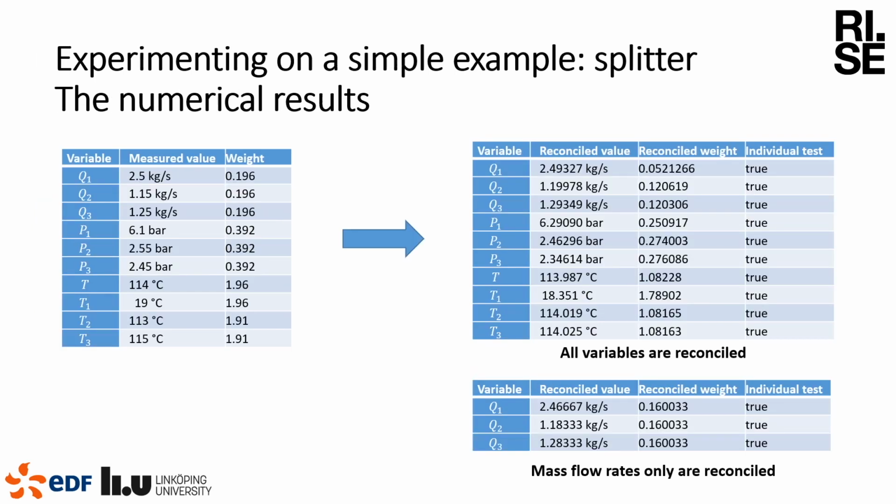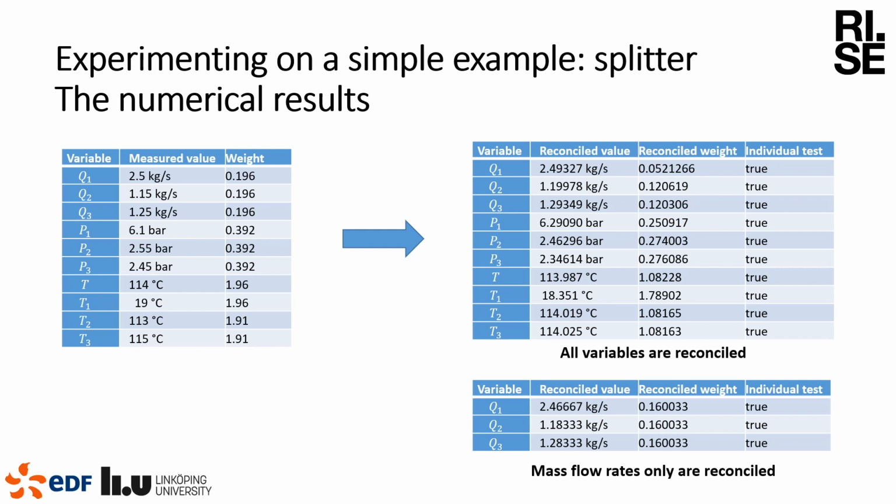In this slide, we present the numerical results from the data reconciliation algorithm on the splitter model. On the left hand side, you see a table with 3 columns: variables, which is basically the variables to be reconciled, and the measured value, which is the initial measured values provided by the user, and then weight, which is basically the half width confidence interval, which is used to create the covariance matrix Sx.